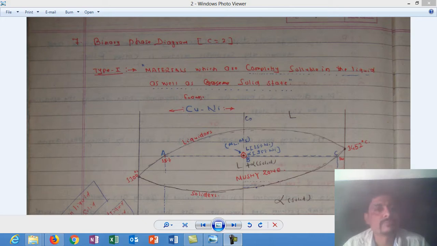In the previous section we have defined phase diagram, degree of freedom, Gibbs phase rule and types of phase diagram. Now in this section we will discuss binary phase diagram. As its name suggests, in a binary phase diagram the number of components will be 2.